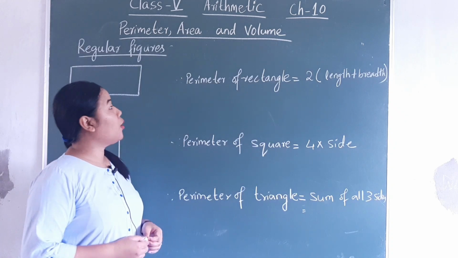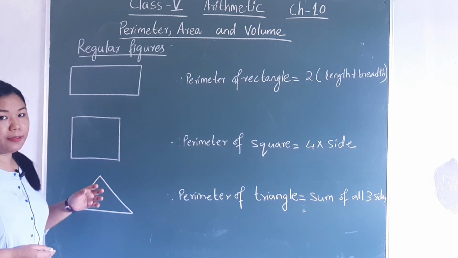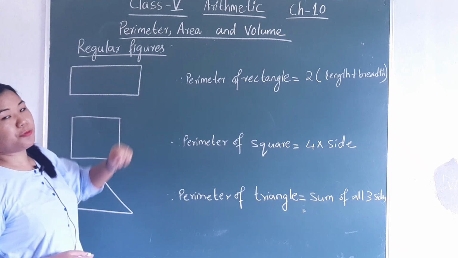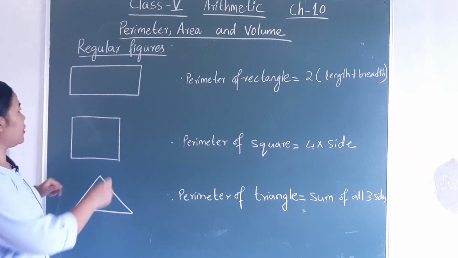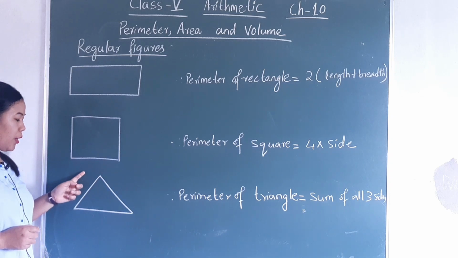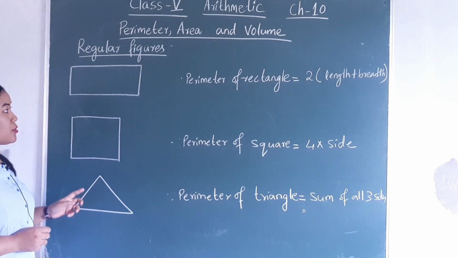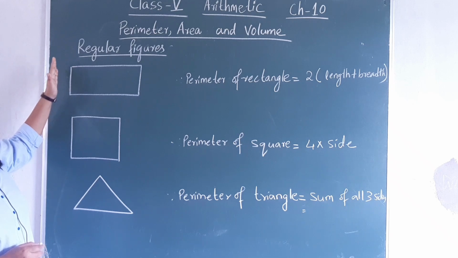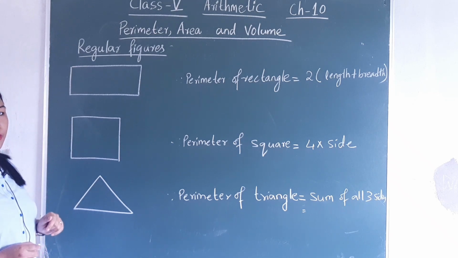Okay students, now we will see how to find the perimeter of regular figures, like very common figures. What is this? It is a rectangle, and this is a square, and this is a triangle. So let us learn how to find the perimeter of these three figures.